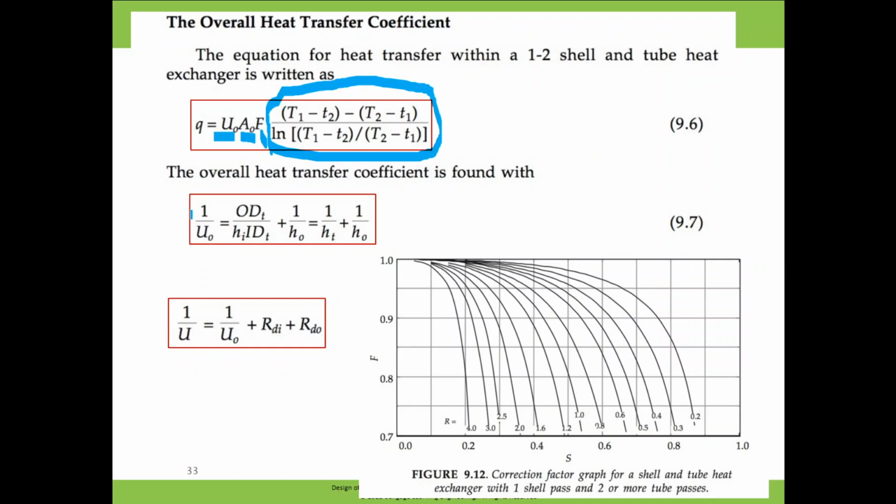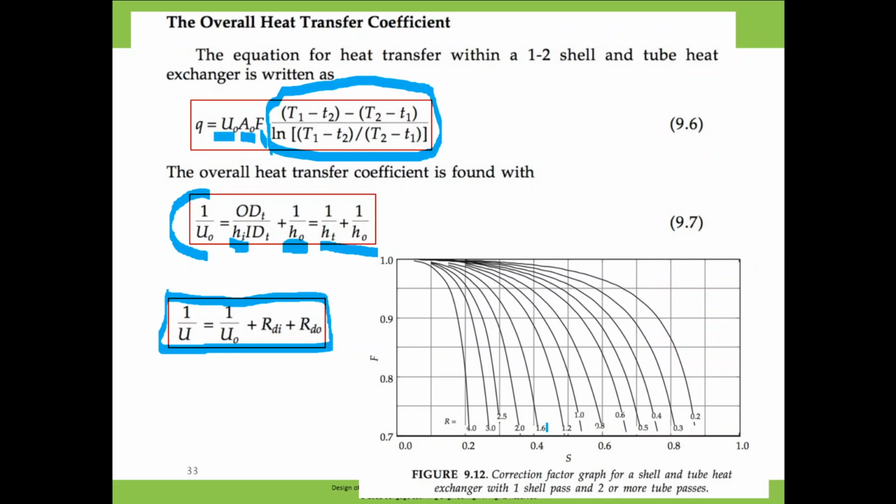The overall heat transfer coefficient is calculated the same way: you need to calculate the inner side heat transfer coefficient and the outer side heat transfer coefficient, and then do this multiplication to convert from the inner surface to the outer surface, and then you can calculate the overall heat transfer coefficient. If we want to take into account the fouling resistance, then we can use this expression.